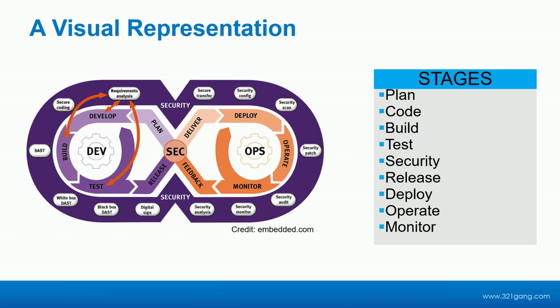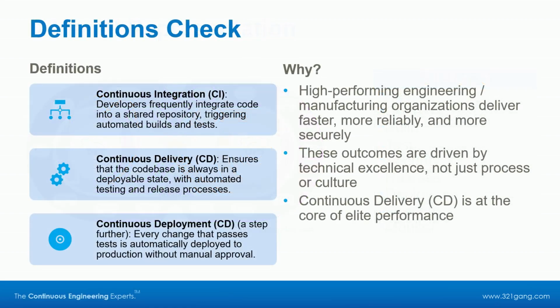Let's define some terms to make sure we're on the same page. Continuous integration means developers merge their code often, and the system builds and tests that code automatically. Continuous delivery means your software is always ready to deploy, even if you don't release it every day. And DevSecOps means integrating security at every step, not just at the end. Together, these concepts help teams deliver faster, with more confidence.